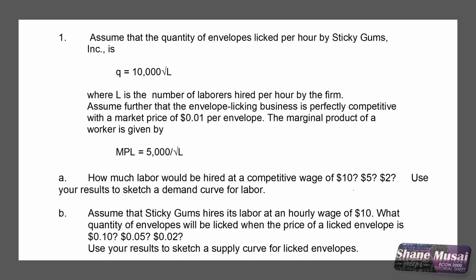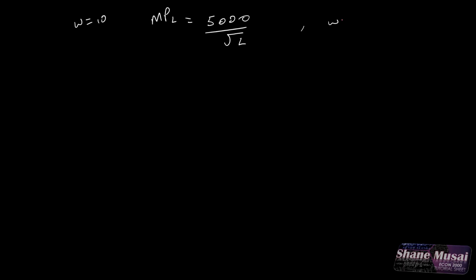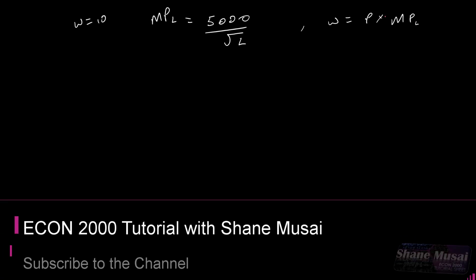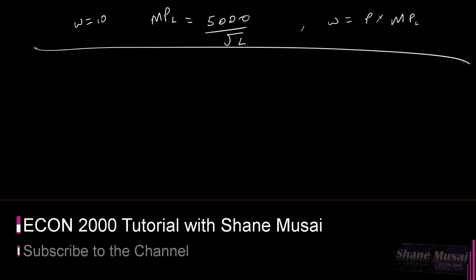And now part B of the question says, assume that Sticky Gums hires its labor at an hourly wage of $10. So now we are assuming a fixed wage of $10. What quantity of envelopes will be licked when the price of a licked envelope is 10 cents, 5 cents, and 2 cents? Use your results to sketch a supply curve for licked envelopes. We know that wage is equal to price times your MPL, right? So with this information on top here, we could proceed.